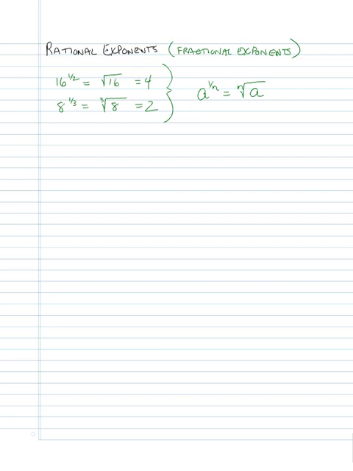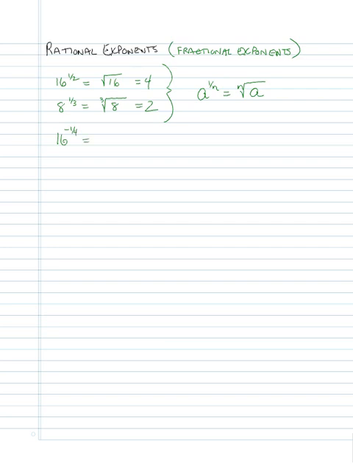Now, that's just special kinds of fractions. That's 1 over 2, 1 over 3, 1 over 5. Oh, and by the way, while we're here, suppose we had, let's say, 16 to the power negative 1/4.